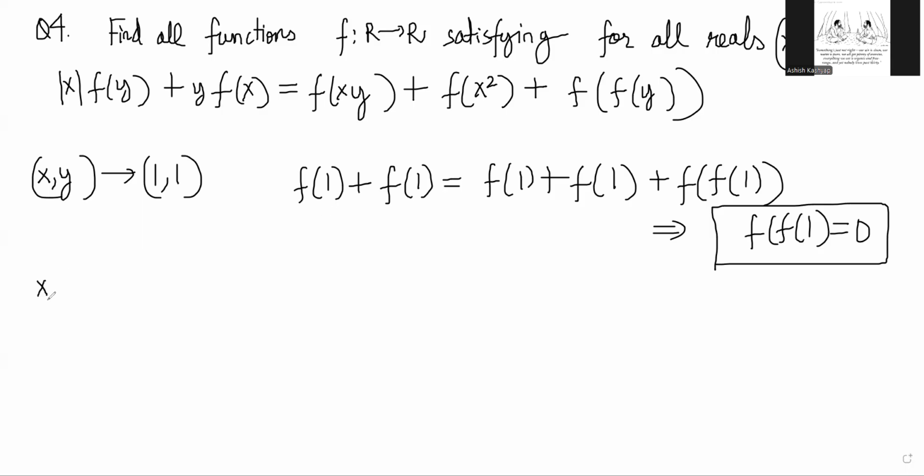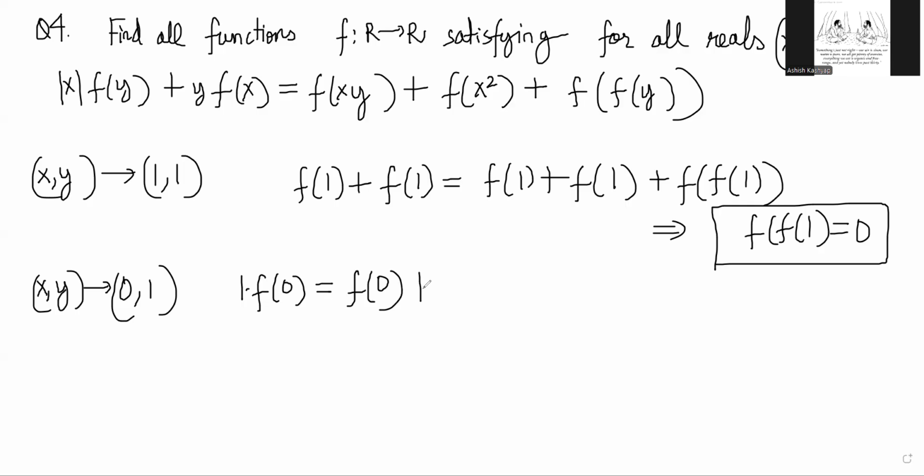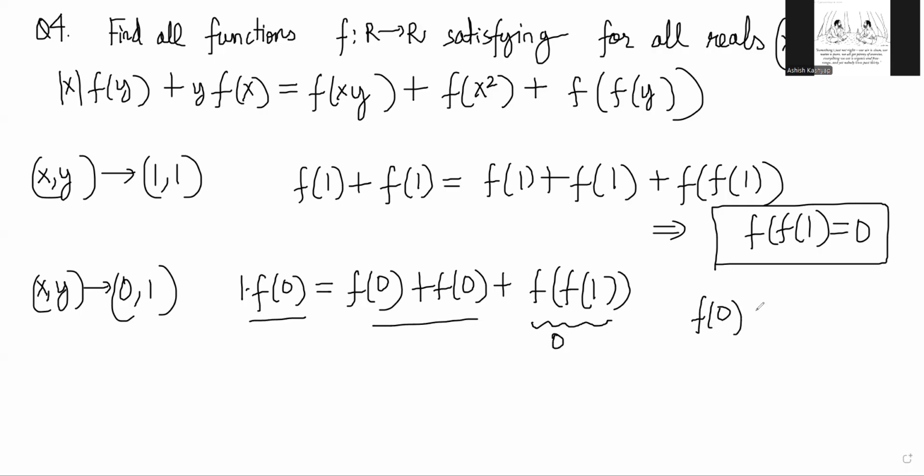Now, if you do x and y as 0 and 1, what will happen? This will vanish and you will get 1 times f of 0 is equal to f of 0 plus f of 0 plus f of 1, right? And now we know f of 1 is 0. And from here we get f of 0 is 0 basically. This is the second fact that we know from here, right?